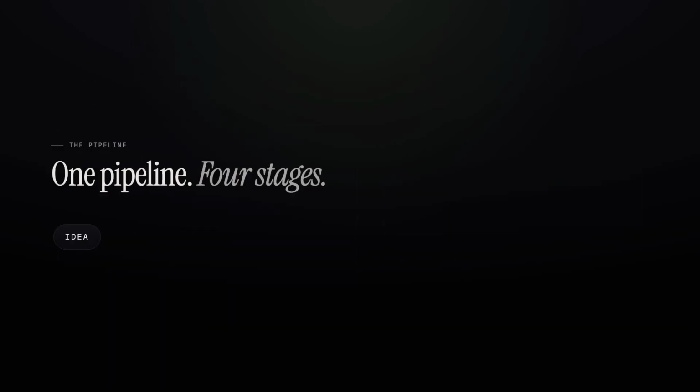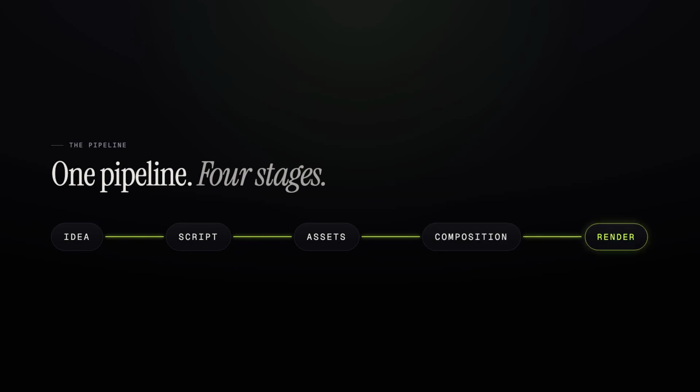Zoom out, and the whole system is one pipeline with 4 stages. An idea becomes a script, the script drives asset generation, the assets get composed in Remotion, and the composition renders to a finished file. Idea, assets, composition, render. Let's walk each stage, staying high level.